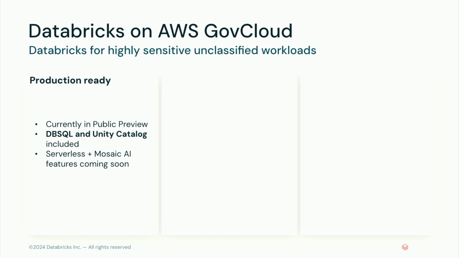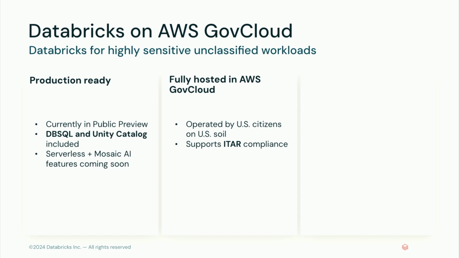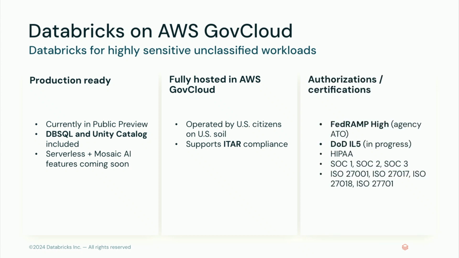So those are coming. The Databricks on AWS GovCloud environment is fully operated by US citizens on US soil, which means if you have export control regulations, so you're under ITAR, for example, it allows you to satisfy those requirements. And lastly, in terms of certification, we are pursuing FedRAMP High. We currently have the agency ATO, and we expect to have the ATO from the PMO later this fall. We're also pursuing DoD Impact Level 5, and we hope to get the authorization this summer. We also have HIPAA and the SOC and ISO certifications you see listed here.